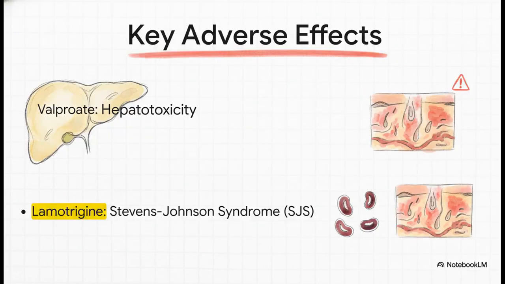You have to know these. These are the life-threatening ones. For valproate, think liver. It can be toxic to the liver, so you're always going to monitor liver function tests. For lamotrigine, the big scary one is Stevens-Johnson syndrome. It's a super serious rash. That's why you teach your client that any rash, no matter how small, needs to be reported immediately.